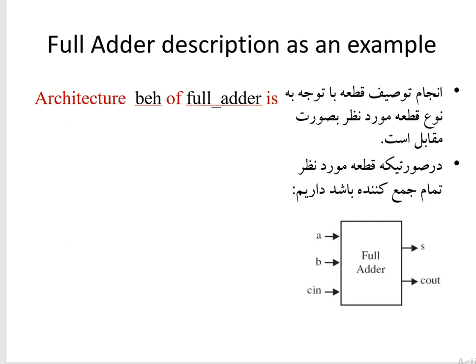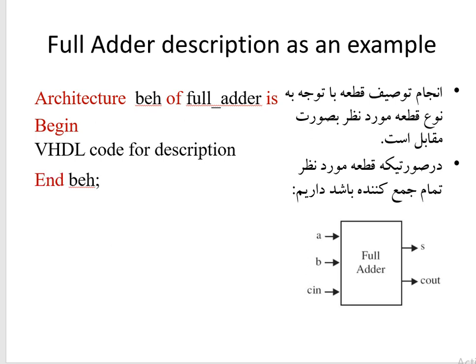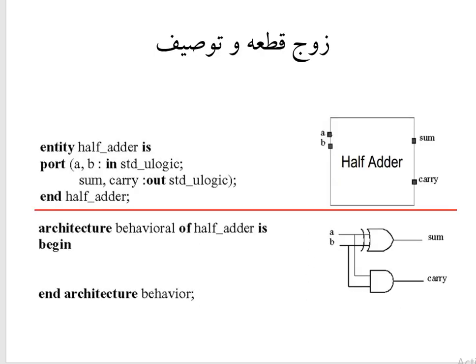We must start an environment in VHDL by begin in many cases, and we must end it by the end keyword in many cases, or maybe in all cases. Then we first start by begin, and then we end it by end behavioral. And between begin and end, our VHDL code for description can be used.